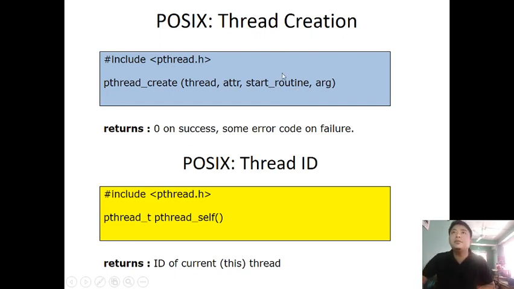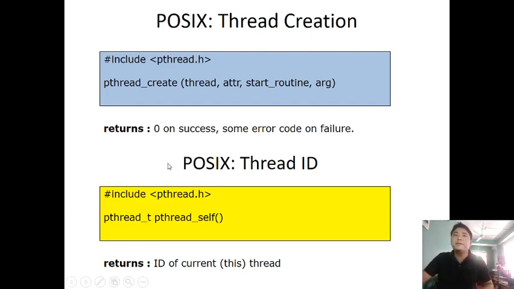Most of the time the second attribute will be null and the last argument will be null, provided you don't have anything to supply to it as an argument. Okay, so this is the first thing, that is how you create a thread. Now when this system call is executed, it will return zero. Else if it is negative, it's a failure. So you can check it. If the return value of this is less than zero, then print an error in executing pthread_create. Just like the fork system call, you can have a modification as per your requirement.